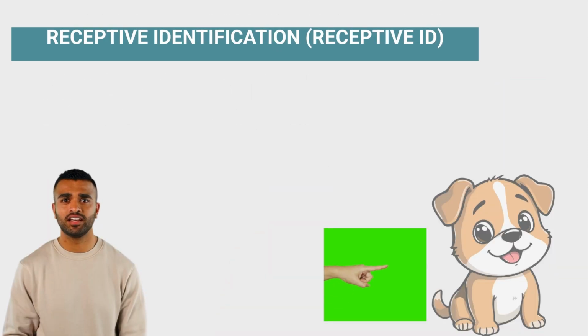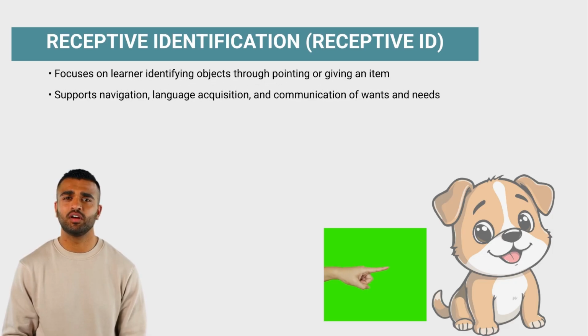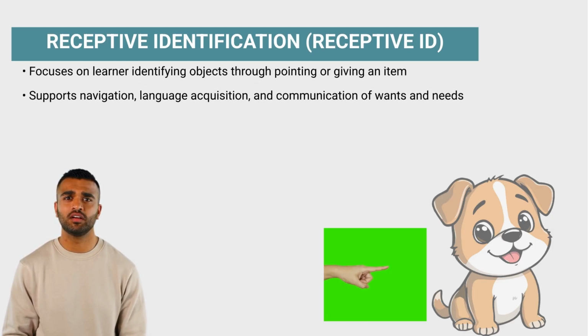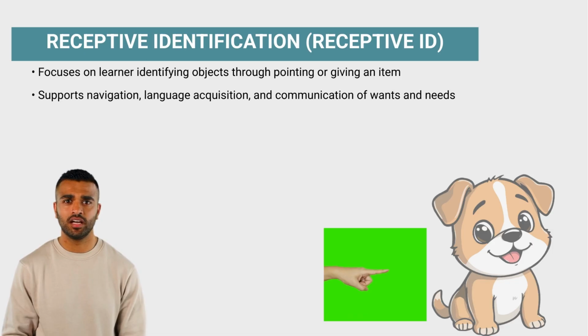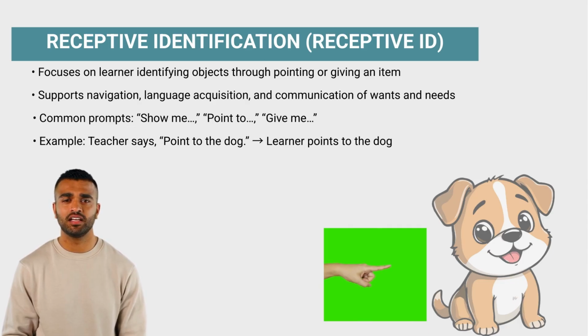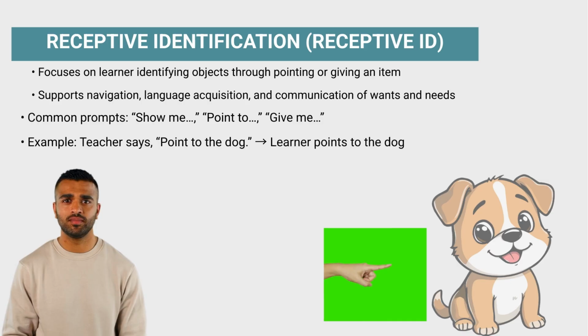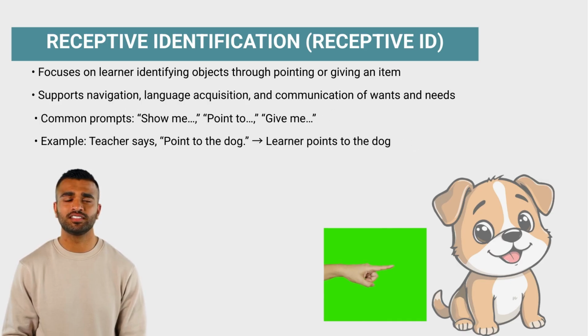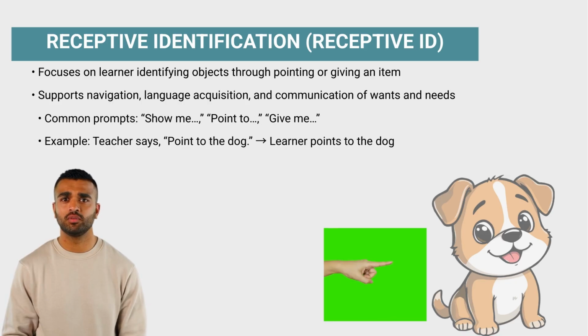Next is receptive ID. This is focusing on the learner identifying objects via pointing to or even giving you an item. It also supports navigation, language acquisition, and communication of wants and needs. Here are some common prompts often used in receptive ID: show me, point to, or give me. For example, a teacher lays out a picture of a car, a dog, and a cat in front of the learner and states, point to the dog. Then the learner points to the dog.